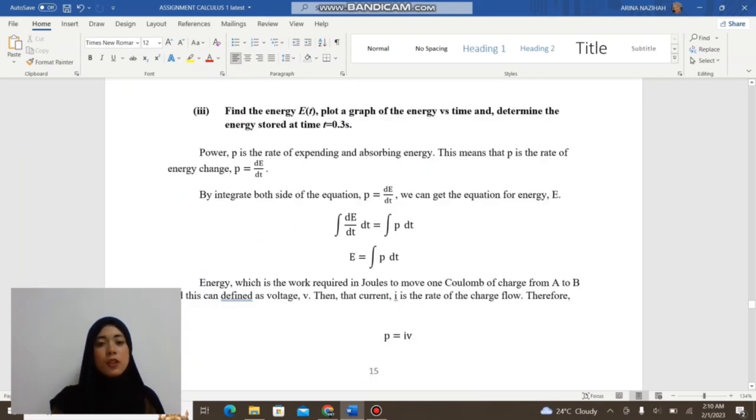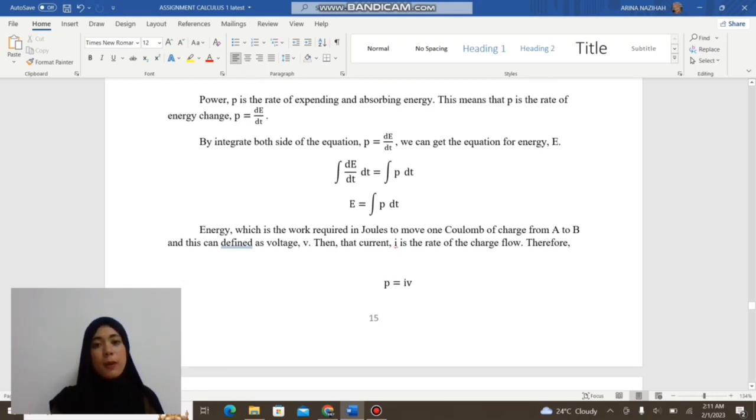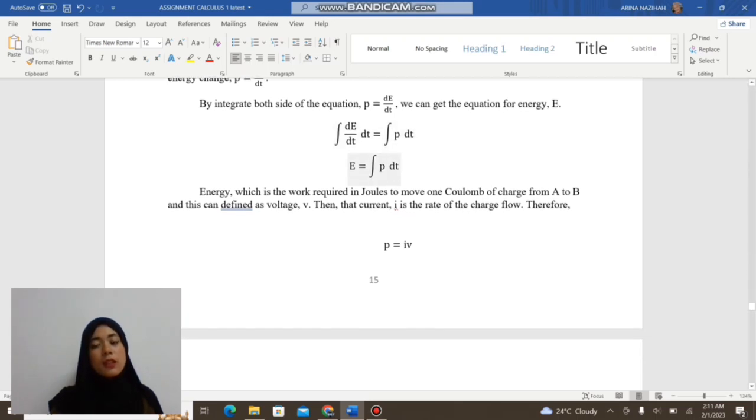The last one, 3 Roman: find the energy E(t), plot a graph of the energy versus time, and determine the energy stored at time t equals 0.3 second. Power P is the rate of expending and absorbing energy. This means that P is the rate of energy change, P equals dE over dt. By integrating both sides, integrate dE over dt equals integrate P dt, so E equals integrate P dt.